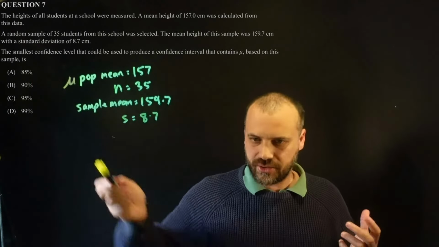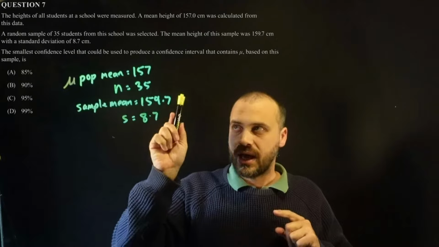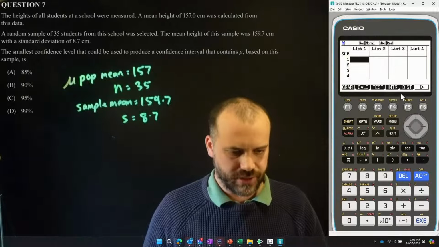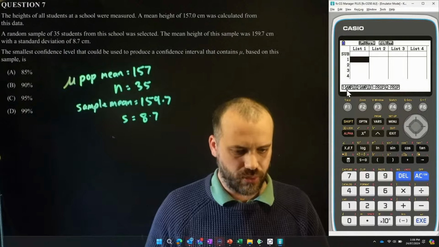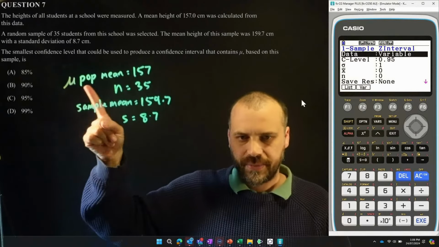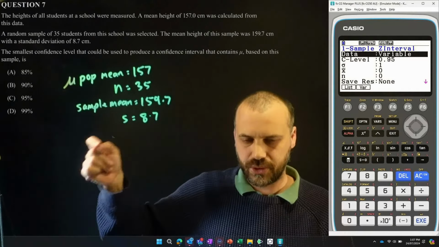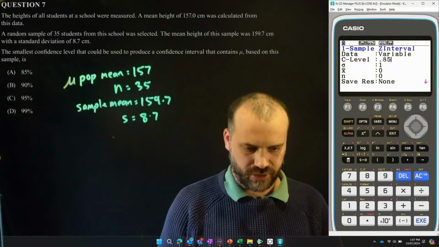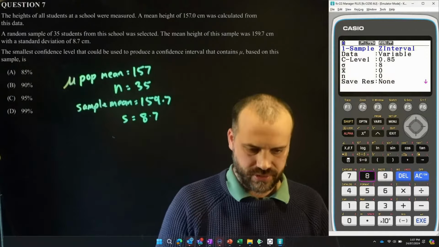And now I'm just going to use my calculator and put in all of these confidence levels and see which of the confidence levels has the population mean inside of it. So I'm in stat mode again, and this time I'm doing intervals, and we're going to do a Z, and we're going to do a 1 sample. Okay, and now we can do all of our confidence levels. It says the smallest confidence level that contains mu. Right, so let's try the smallest confidence level, which is 0.85. And we know our standard deviation is 8.7.